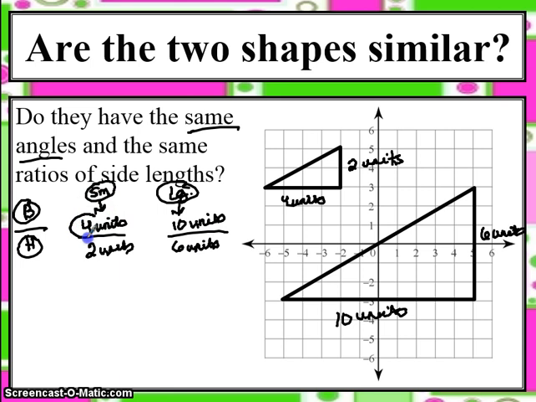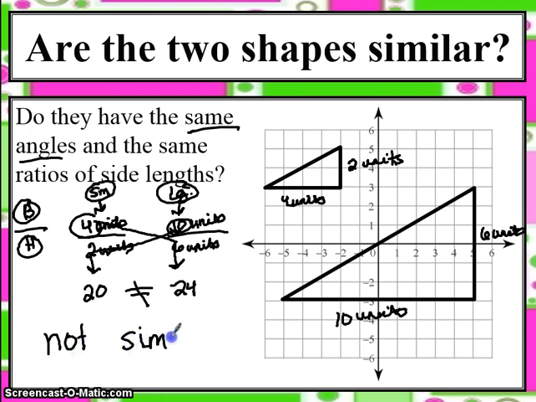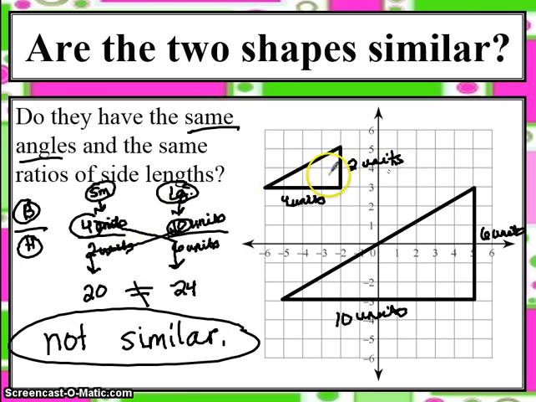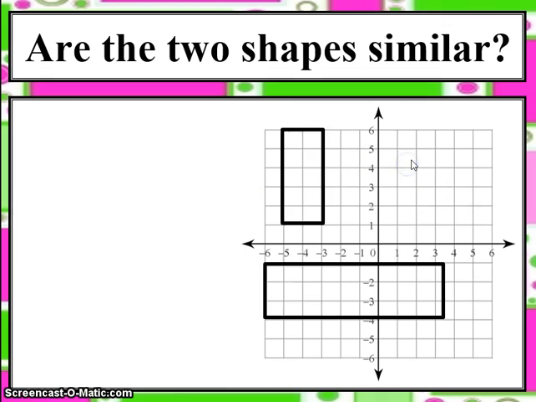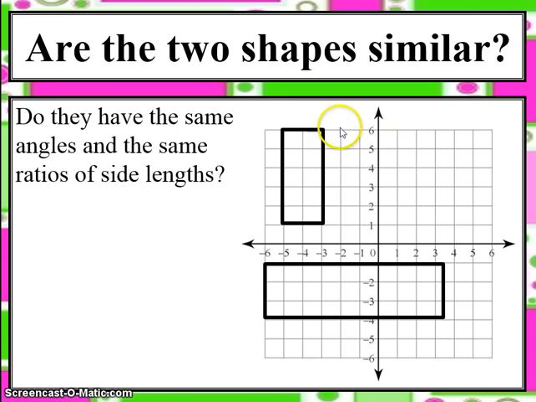Now let's cross multiply this one. 4 times 6 is 24. 10 times 2 is 20. These cross products are not equal, so that means that these two shapes are not similar. They do not have the same ratios of side lengths. Are these two shapes similar? Do they have the same angles and the same ratios of side lengths?